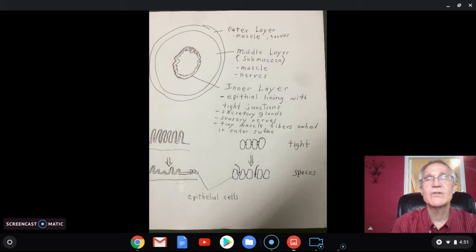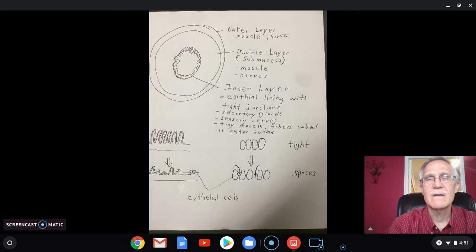This picture shows the intestinal layers. The outer layer is composed primarily of muscle and nerves. The middle layer, called the submucosal layer, is composed of muscle, nerves, and glands. The inner layer is the more fragile, thinner layer, composed of a thin epithelial lining with tight junctions. Those are the junctions between the various cells of the epithelium. There are some secretory glands in there, some sensory nerves, and muscles embedded into there from the submucosal.